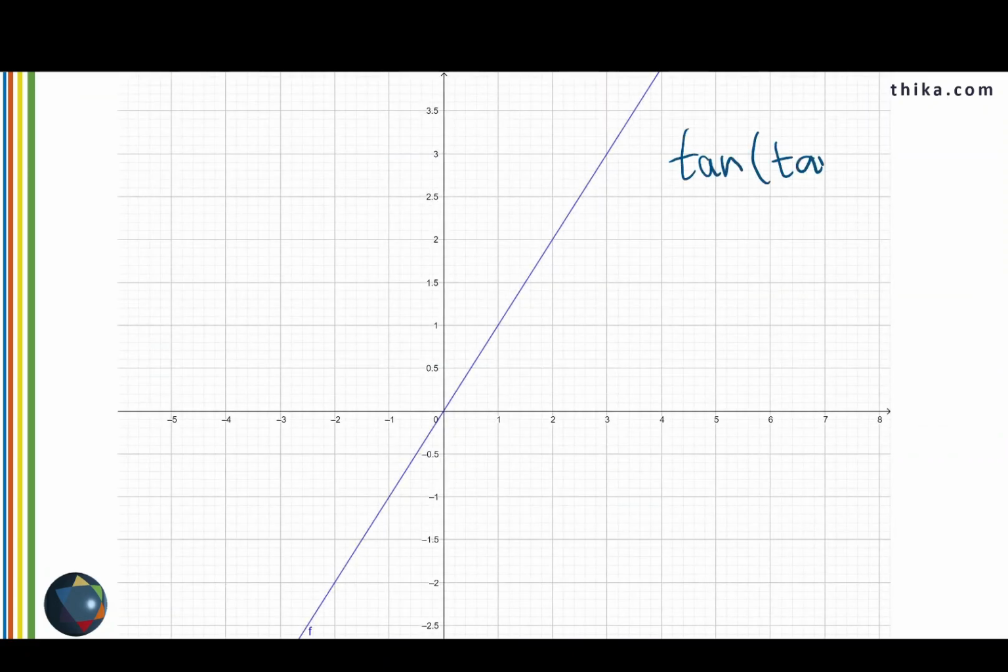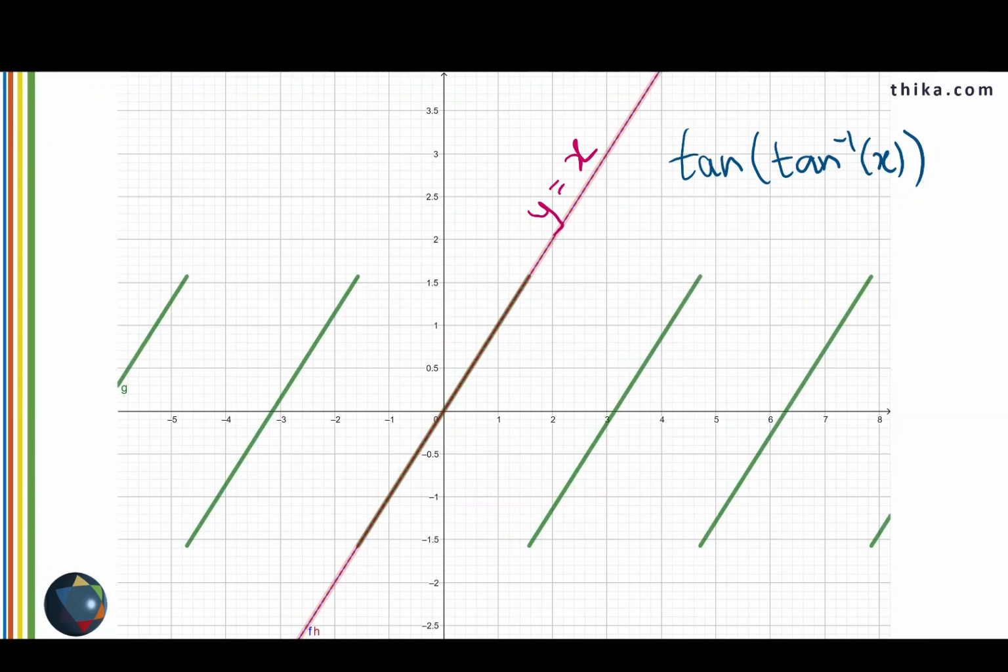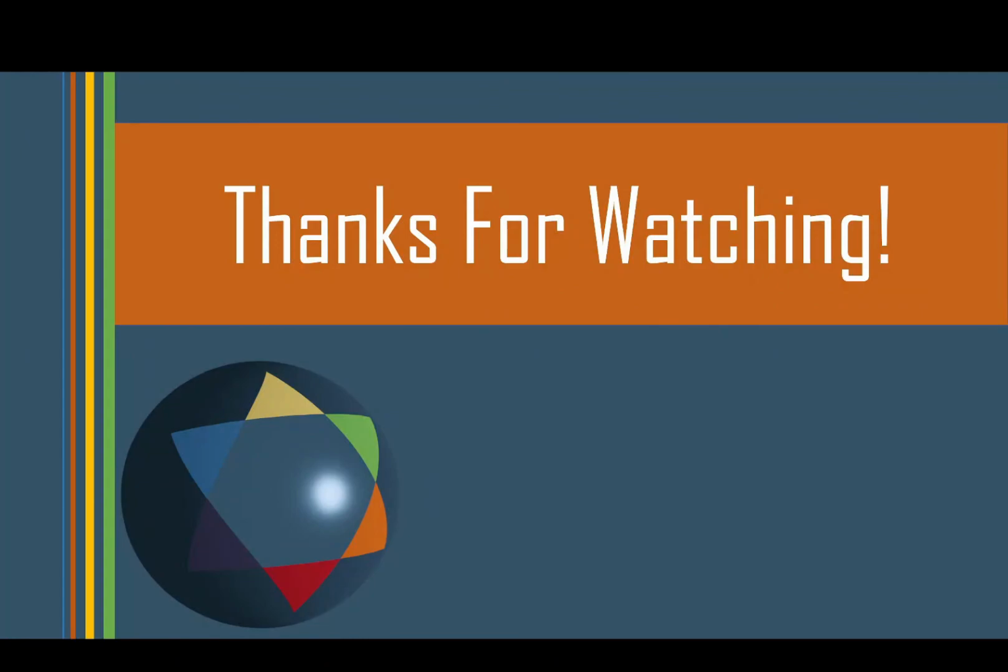So the graph of tan inverse of x is here. This is the graph of y equal to x. And then this is the graph of tan inverse of tan of x. You can see where they coincide is between negative 1.5 to 1.5, which is negative pi over 2 to pi over 2.